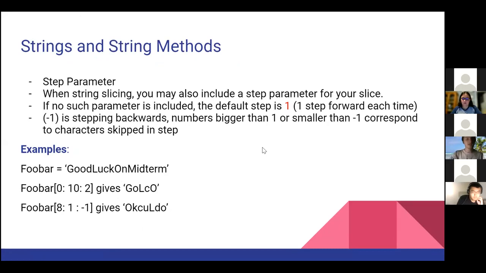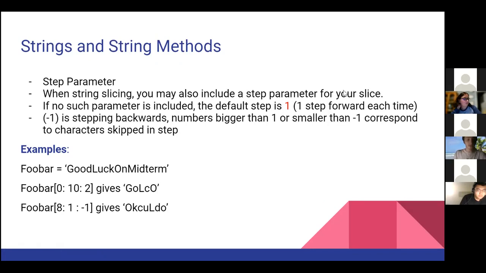So the step parameter. When you're slicing strings, you can also include a step parameter for your slice. If no step parameter is included, which is what we've been doing so far, the default step is 1. So you're just going forward, stepping to the next character, to the next character, to the next character. And if you put in -1 as your step parameter, you're going backwards. So you're starting at your index and you're walking backwards to your end index.